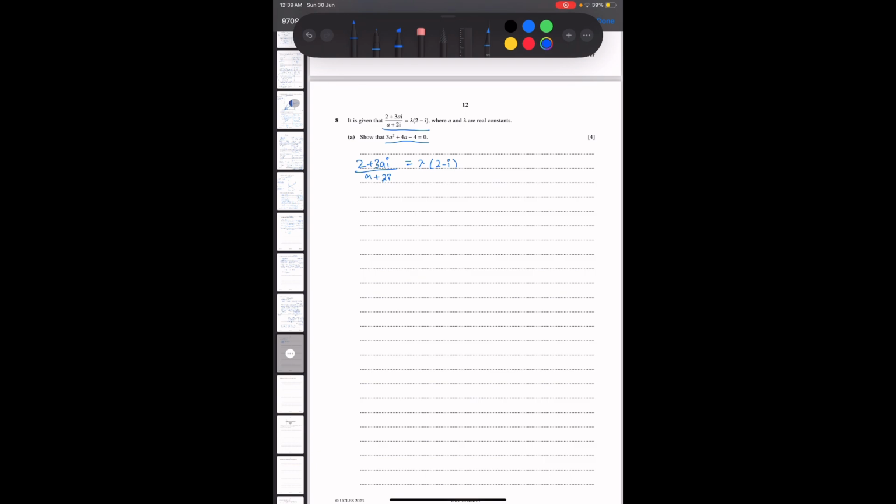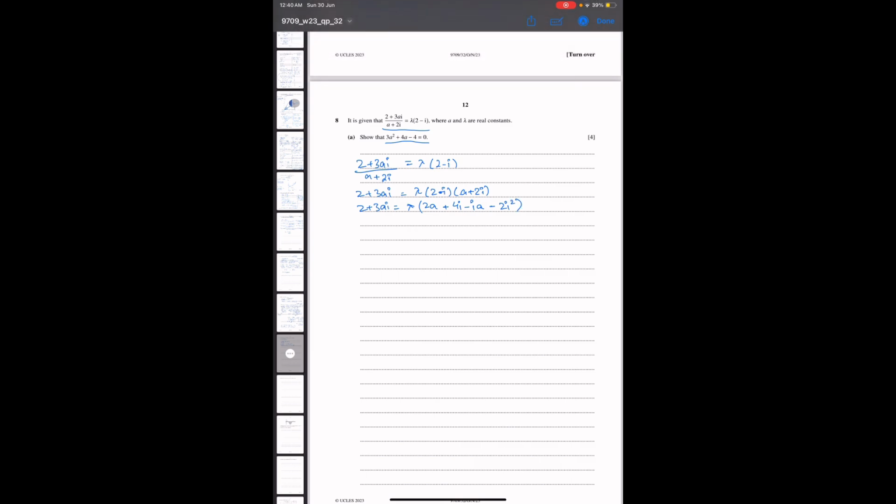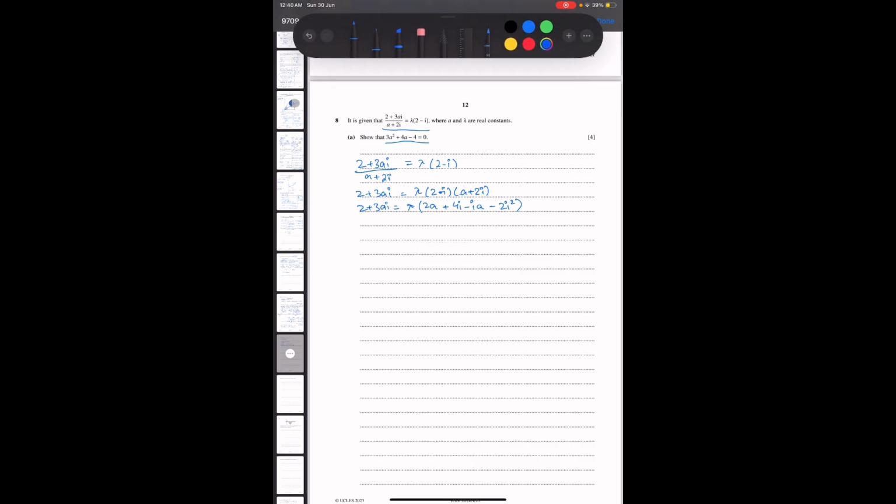So firstly, we're going to cross multiply to make it simpler. So 2 plus 3ai is equal to lambda into (2 minus i) into (a plus 2i). And now we're going to expand it. 2 plus 3ai is equal to lambda times: 2 into a is 2a, plus 2 into 2i is 4i, and then minus i into a is minus ia, and then minus into plus becomes minus 2i squared. Now we know that i square is equal to minus 1, so we'll substitute this.